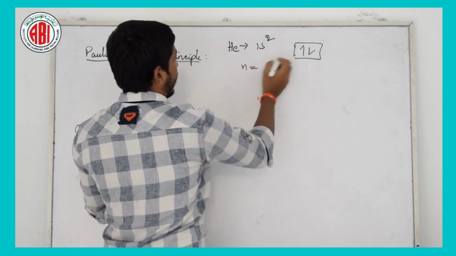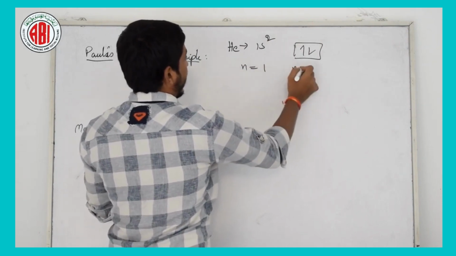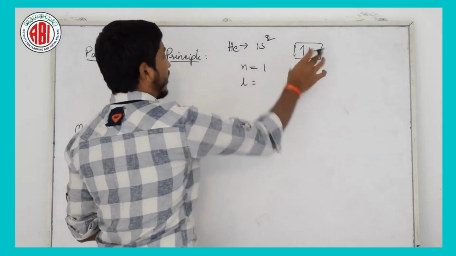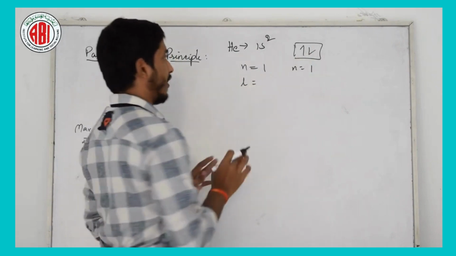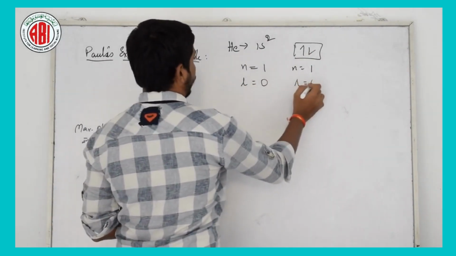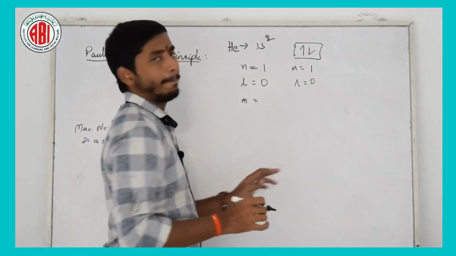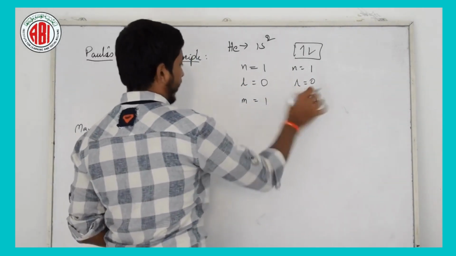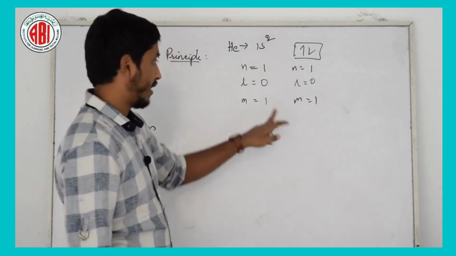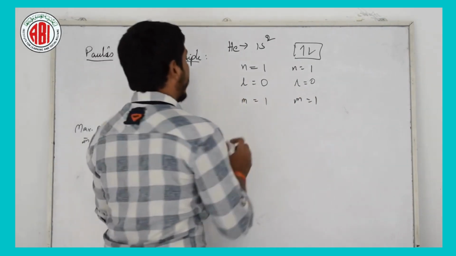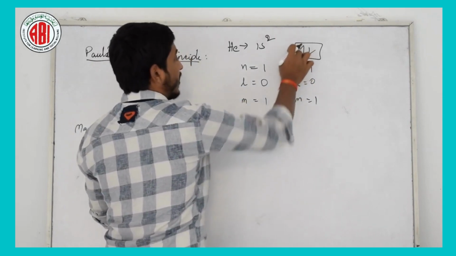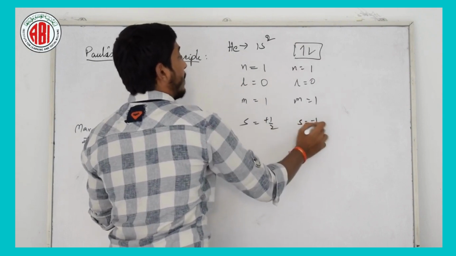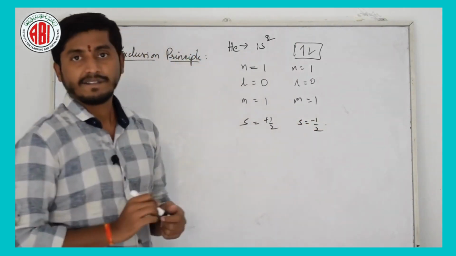The n value for first electron is 1, second electron is also 1, right? L value, since it is s orbital, obviously L value for s orbital is 0, right? What is the value of m? There is only one value, therefore the total value is 0. It has only one space. When it comes to spin, what is the spin for this? It is plus half. What is the spin for this? It is minus half. Is it clear?